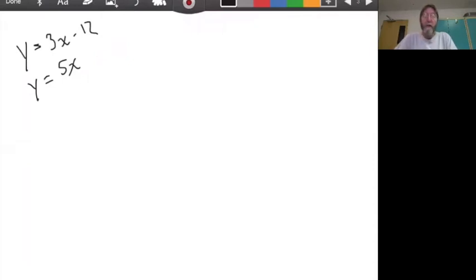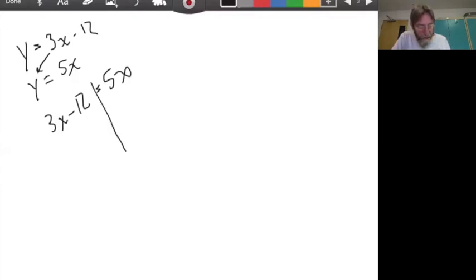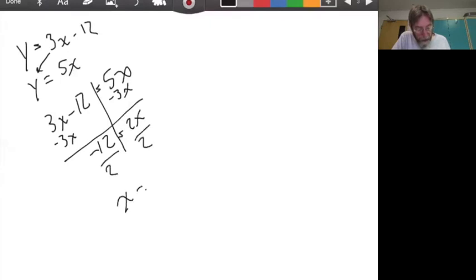So once again, we know that y is equal to 3x minus 12, and we know that y is equal to 5x. Since y is equal to both of those things, then we know that 3x minus 12 has to be equal to 5x. It's like we substituted in for y. So we solve for x, get x on one side. We get negative 12 equals 2x. We divide by 2, and we get x is equal to negative 6.